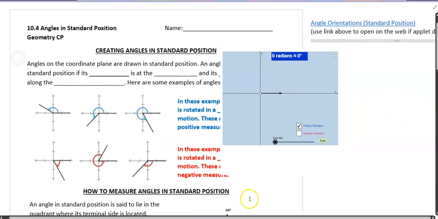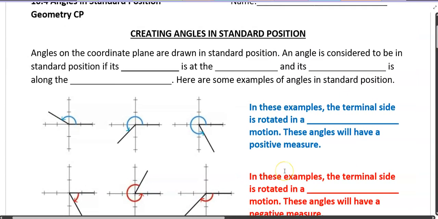Oh, notice it's already doing some things here. Up there, it's gone. All right.